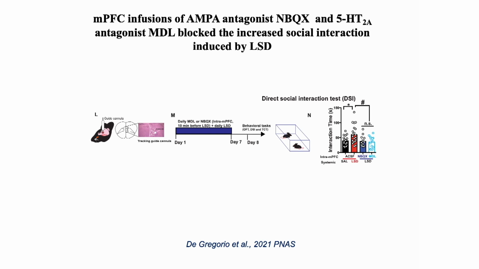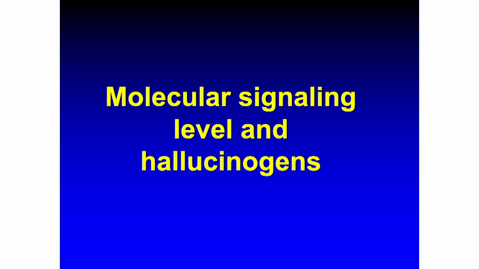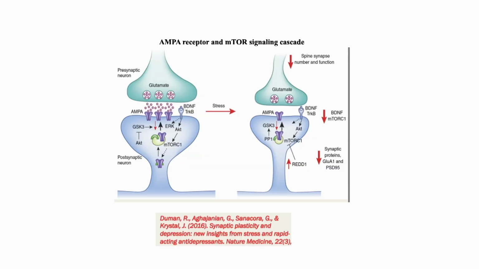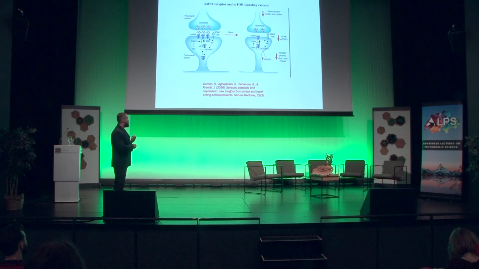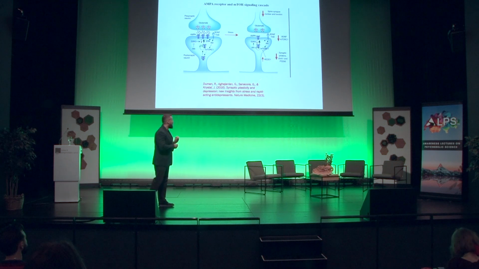Of course, we tried to go into more detail about the potential molecular effects of those drugs. I mentioned the AMPA receptor. It is very well known that activation of the AMPA receptor leads to the potentiation of a particular molecular signaling, mTOR, the mammalian target of rapamycin, as demonstrated by the group of Ronald Duman and John Krystal at Yale University.